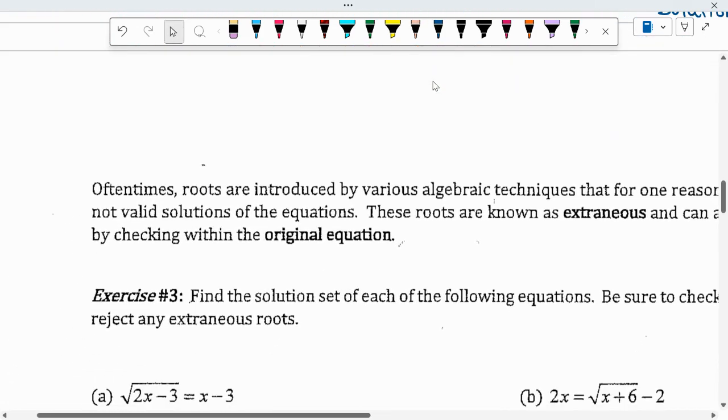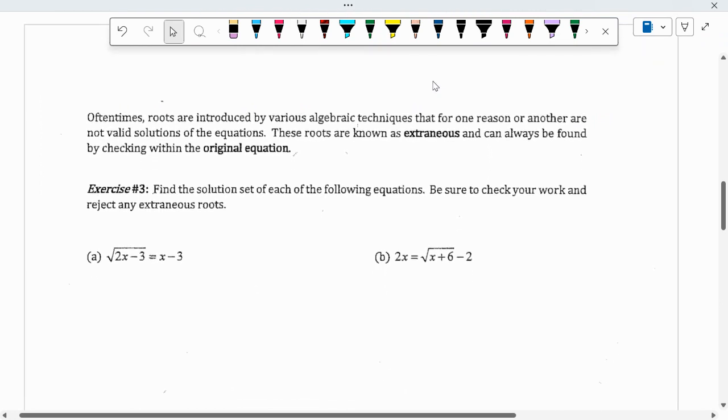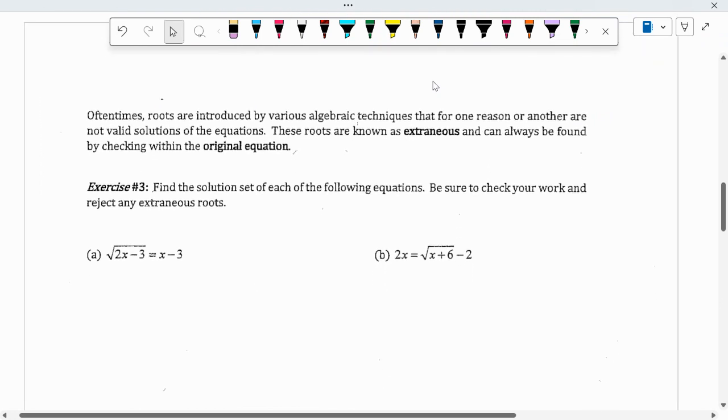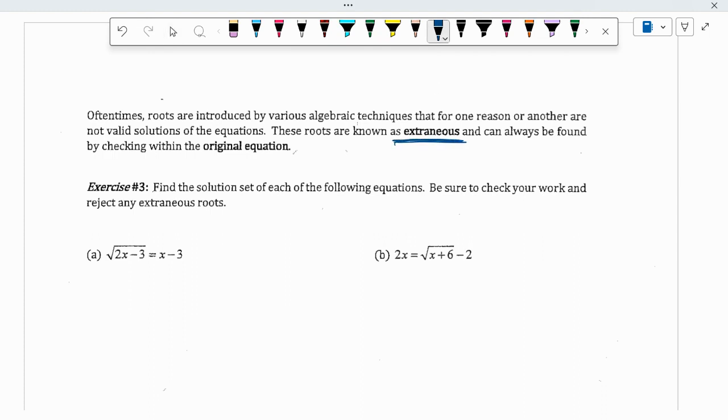So it says, oftentimes roots are introduced by various algebraic techniques that for one reason or another are not valid solutions. It's because when you square or cube something, sometimes you make the negatives go away. Like when you square something, the negatives cancel out. So these solutions that you get are called extraneous, meaning that when you solve it, it looks like it's actually a solution. But when you plug it back in to the original equation, you find out that it doesn't work.